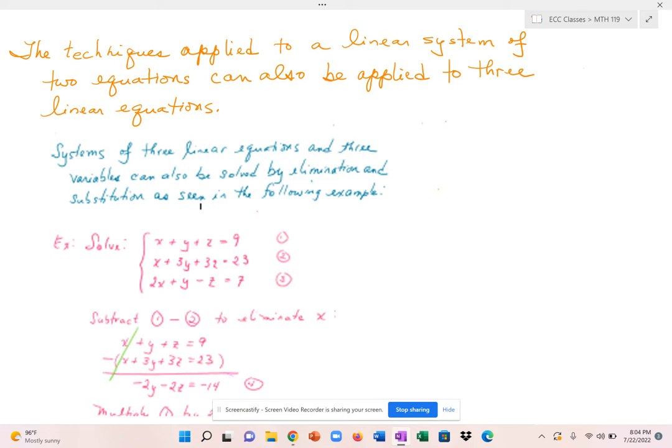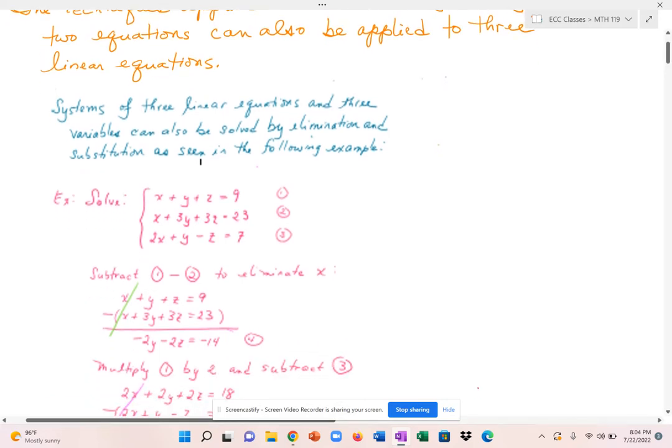And instead of the intersection being a point like they were with two equations and two variables, it's the intersection of three planes. So in this example, I'm going to eliminate the x's, and you can make any choice you want. I decided that I wanted to eliminate the x's, and I'm going to work with equation 1 and 2, and I'm going to subtract equation 1 and 2 in order to eliminate the x's.